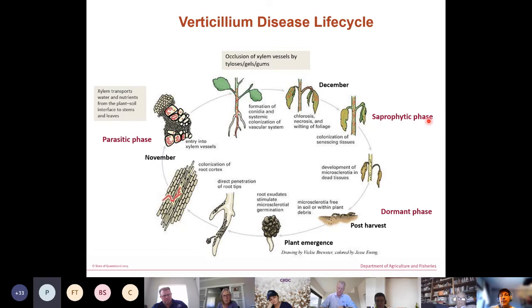In this phase, it's called the saprophytic phase, because of the colonisation all through the dead tissues, and then you get the development of the microsclerotia. This is the area that we're trying to prevent. We're trying to prevent the development of microsclerotia, to stop as many being brought back into the soil, and to stop this microsclerotia surviving in the soil, because as I mentioned, this can survive for a very, very long time.